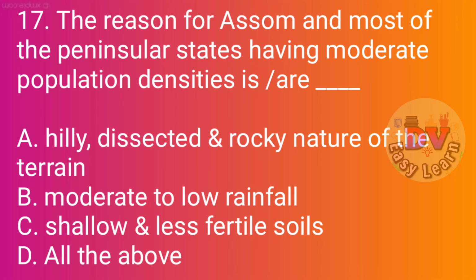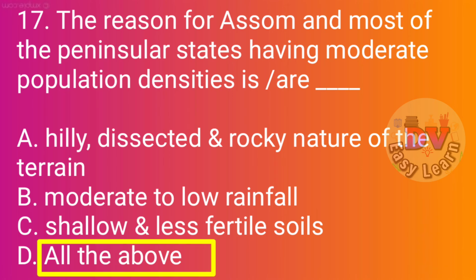Question number 17. The reason for Assam and the most of the peninsular states having moderate population densities is or are. Correct answer all the above. Hilly, dissected and rocky nature of the terrain, moderate to low rainfall, shallow and less fertile soils.